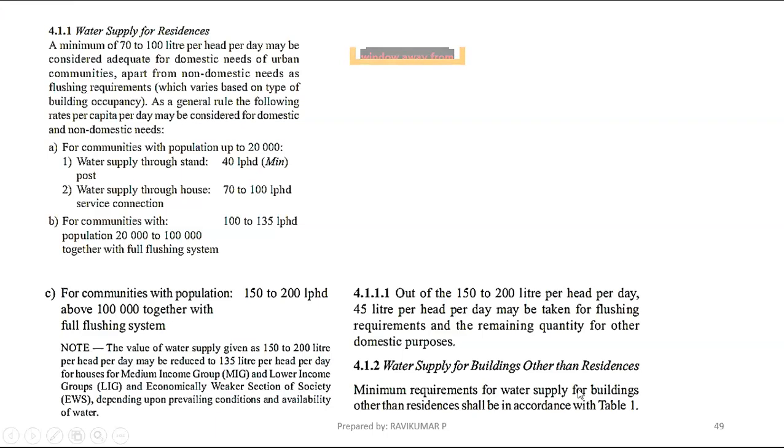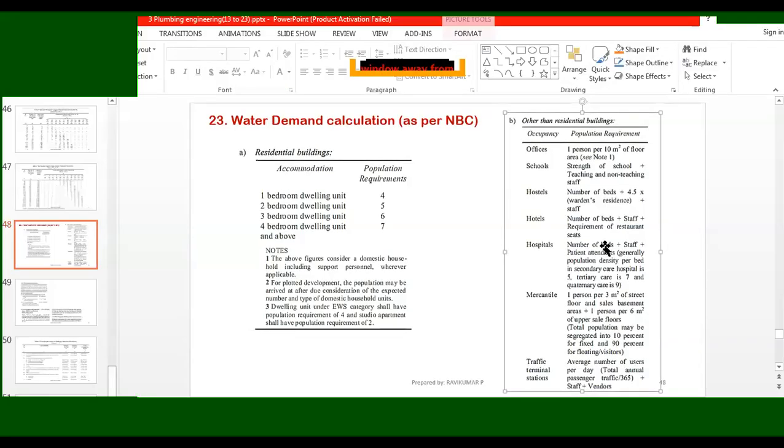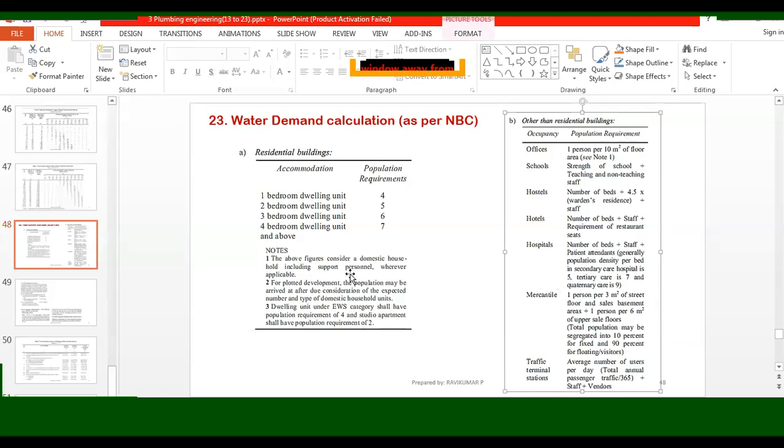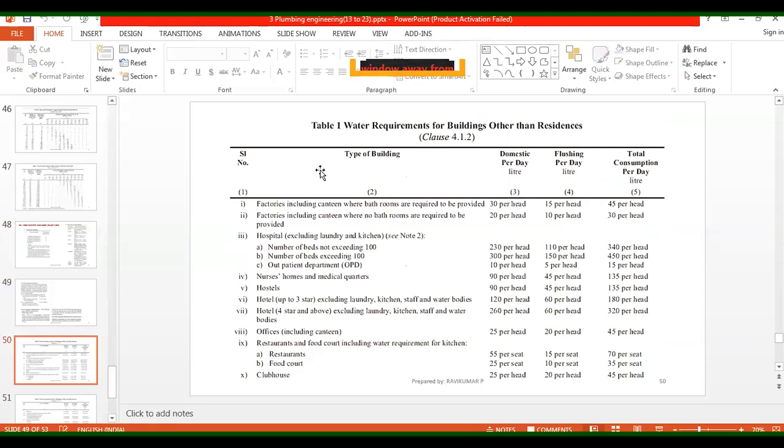The minimum requirement for water supply for buildings other than residence shall be in accordance with table number 1. Already we have seen this table. So other than residence, you have to consider based on this one. The NBC also elaborately gives the water requirements for buildings other than residence in table number 1.